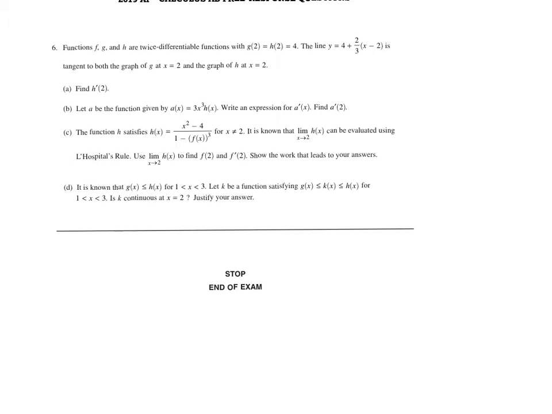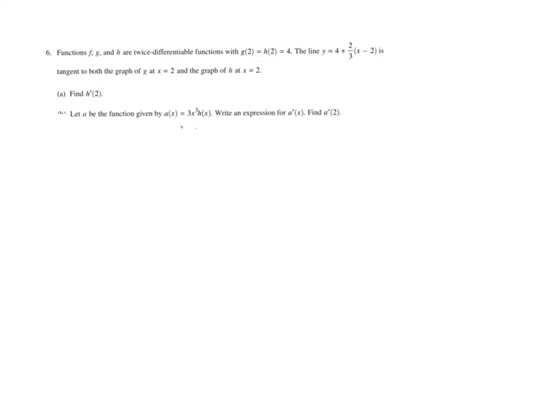So let's go ahead and attack part A then. If I go to this slide, we can just look at A and B together because they're kind of related. And remember that for something to be tangent, the tangent slope has to equal the derivative, right? Look what they're asking for right here. They want h prime of 2. Well, they're basically saying, what's the derivative of h at 2?